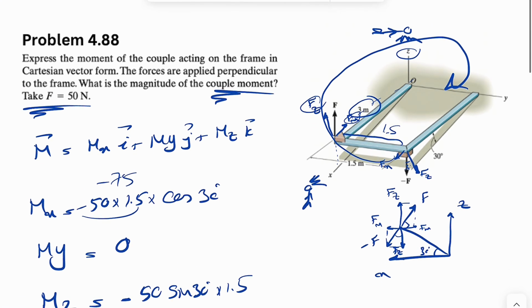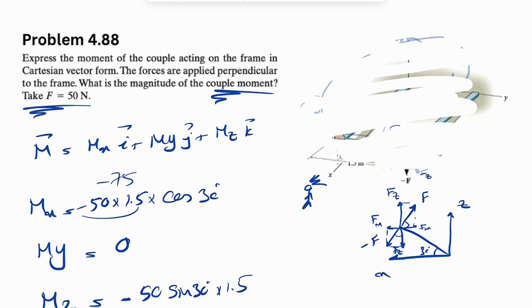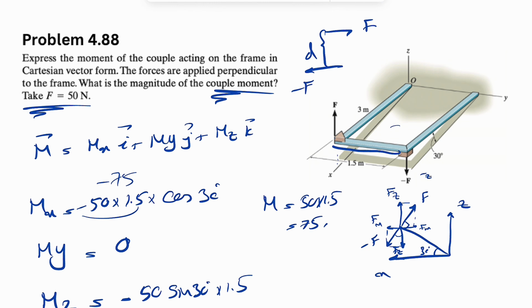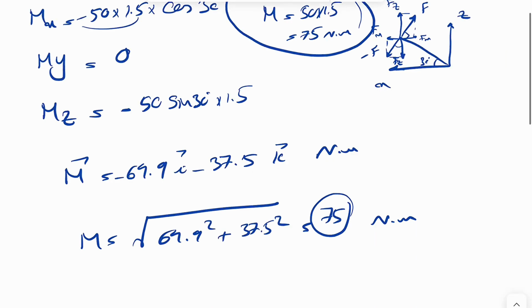And another way to find the magnitude of the couple is what we discussed in the previous video. When we have two forces that are making a couple, we just have to find this distance d, which in this case is 1.5. So in one shot we can say that the magnitude of the couple would be 50 times 1.5, or 75 newton meter. And yeah, that's everything for this one.